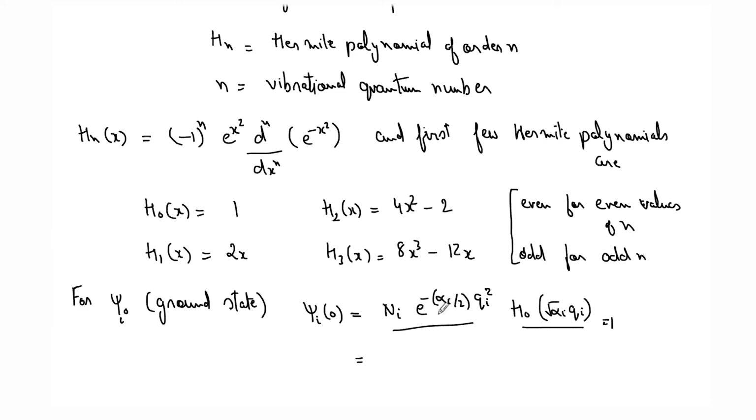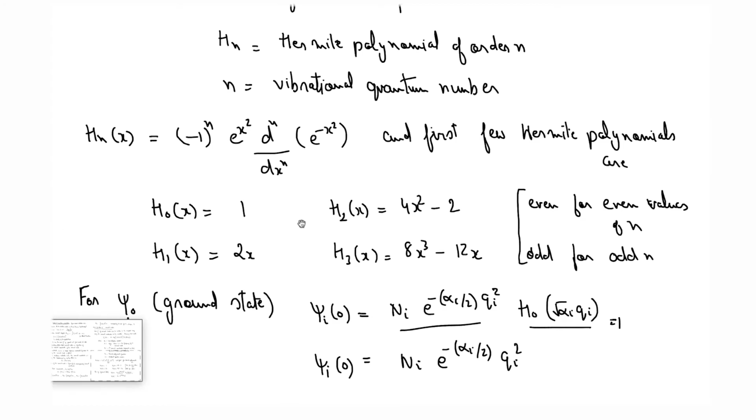Okay, so what is this over here? Let's see. So you have psi i0. So you are left with Ni e to the power minus alpha i by 2 qi square, right? So this thing goes to 1. So we are left with only this. So now let's see what is the symmetry of psi i. So we know the symmetry of qi and we know the symmetry of qi square. So we'll know the symmetry of psi i. Let's see how to do that.